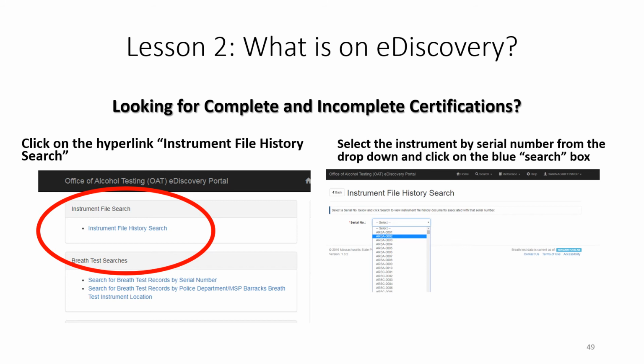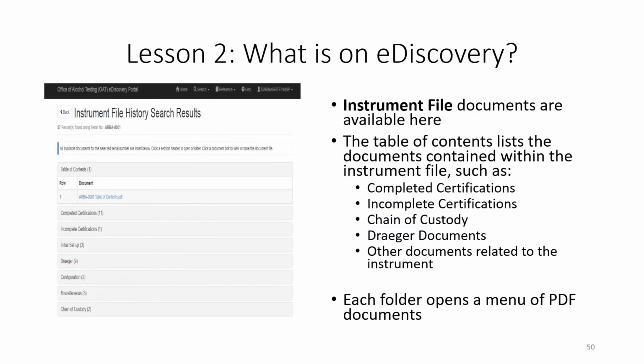feature. You can click on Instrument File History Search, and then it'll take you to a drop-down menu where you will want to enter the serial number for the instrument that you're looking for. Once you select the serial number, it'll open up a page that shows you all of the available documentation that is contained inside the instrument file and electronic documents that are held at the laboratory. You'll see that the completed certifications for that instrument are here, as well as incomplete certifications, chain of custody documentation, Draeger documents such as repair documents, and initial setup and configuration documents.